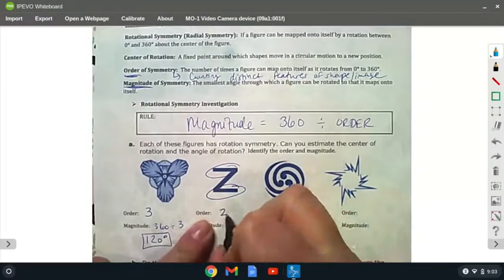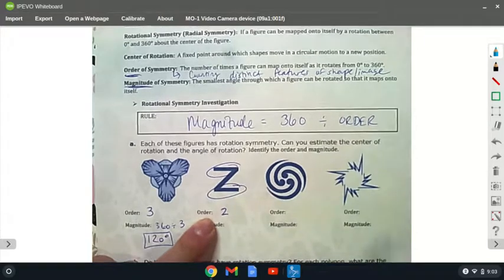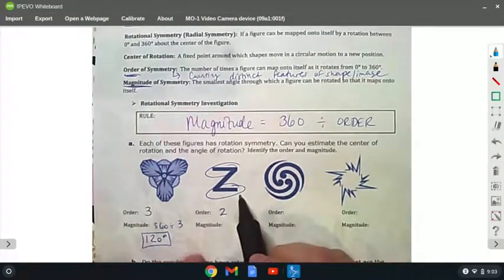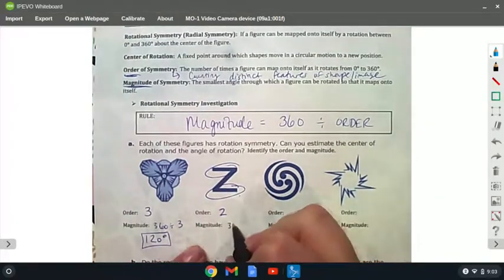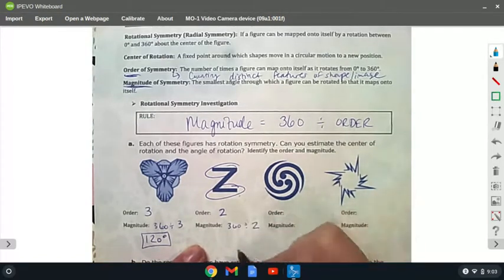So I can have an order of 2 here because I can move it 2 different ways before I'm putting it back onto itself. I have 2 distinct features. This means my magnitude would be 360 divided by the order, which is 2. And that gives me 180.